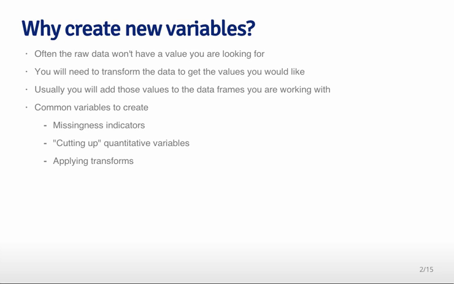This is particularly important when you're doing something like prediction, where you want to create new variables that you might use as predictors. Common variables that people create are missingness indicators, so pointing out where you might have missing data. That's one really common variable to create. Also, cutting up quantitative variables, creating variables that are factor versions of a quantitative variable, corresponding to particular values that might be of interest, or applying transformations to deal with data that have strange distributions.